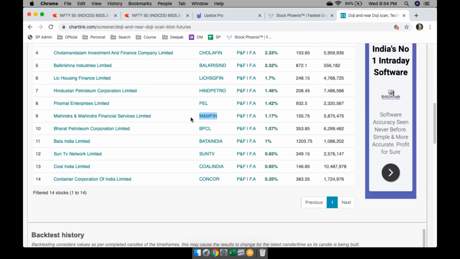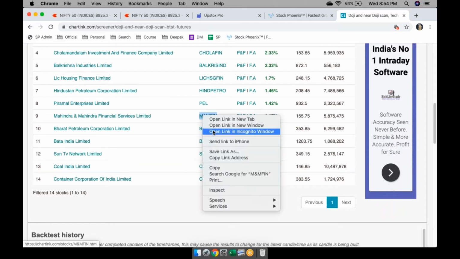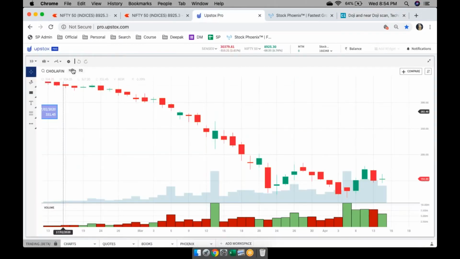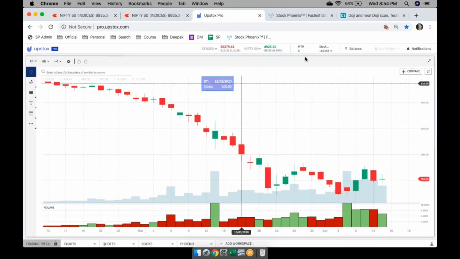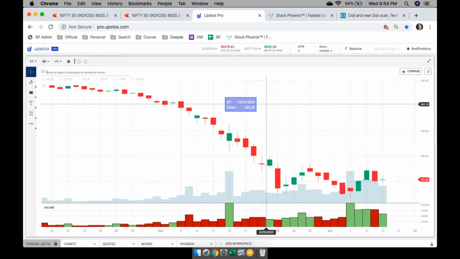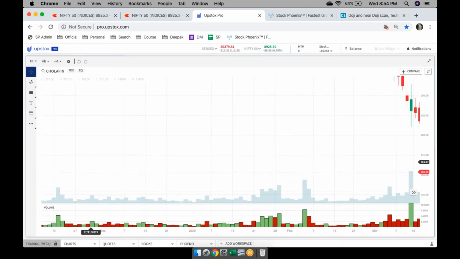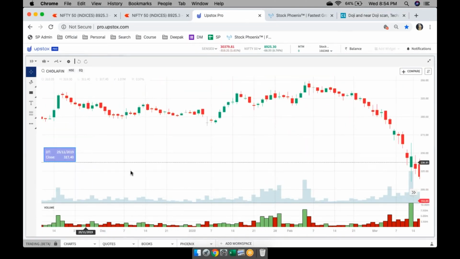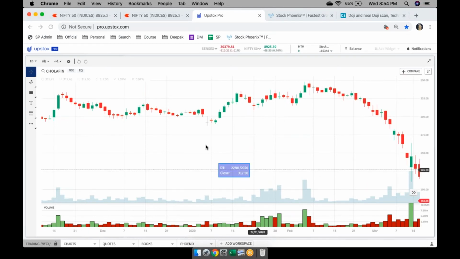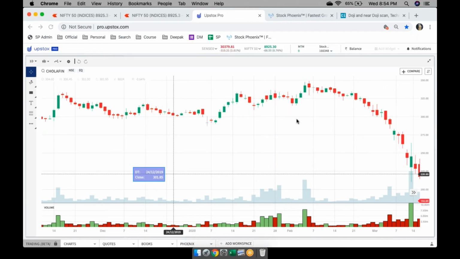So now the homework is to identify 5 or 10 such stocks with proper stop loss. Even if it is in the previous sessions, it's fine. So identify such 5 stocks, take a screen print, put a round mark and send it to support@stockphoenix.com.